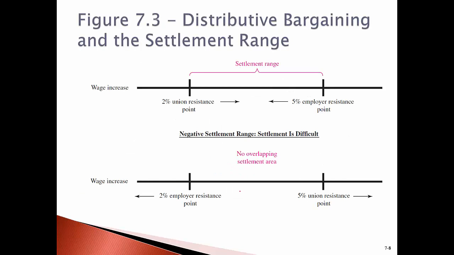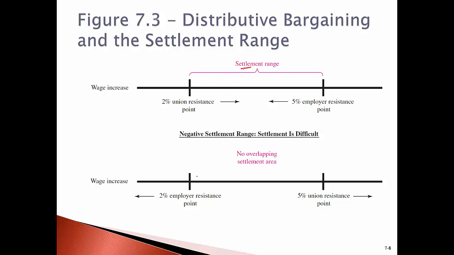So here's an example of this, looking at just wage increase. Suppose that the union wants a minimum of a 2% wage increase. The employers are willing to give a maximum of 5% wage increase. Now, typically, neither party knows that this is where they stand. But we can see if this is the union's expectation or desire, and this is the company's willingness, they should be able to come up with some kind of agreement inside the settlement range.